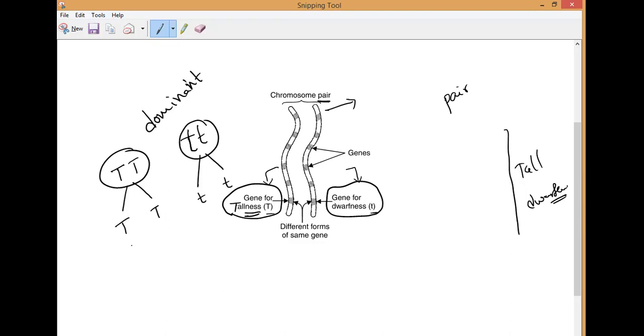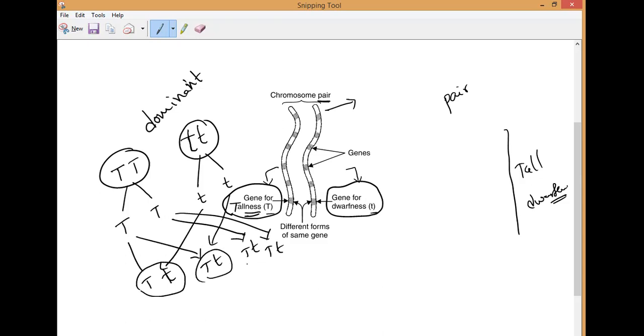Now crossing, what are the offspring? Tell me the offspring. Capital T, small t. Capital T, small t. Capital T, small t. Capital T, small t. Capital T, small t. Capital T, small t. So this is what the offspring is. This is the chromosome which I am showing you here.